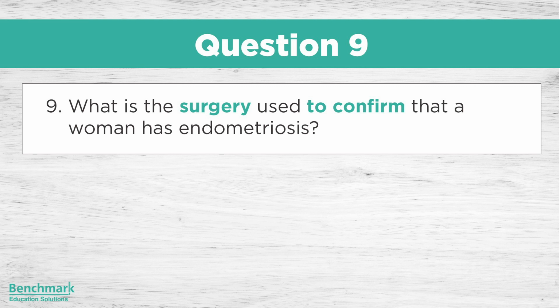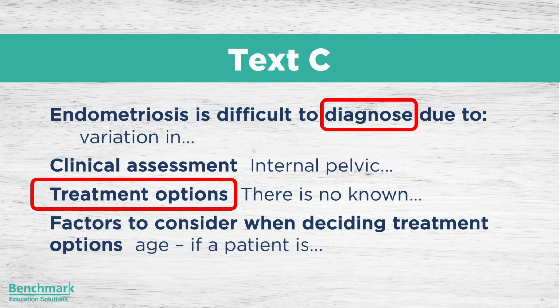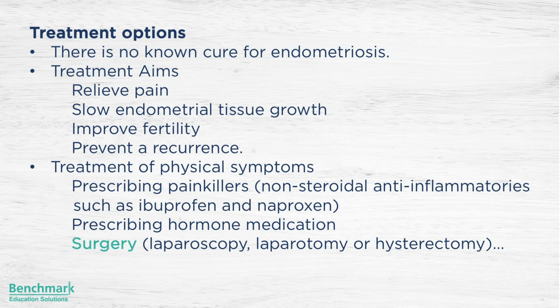Let's scan the texts. Diagnosis and treatment are both in text C. The word surgery appears in text C, but look, it comes under the subheading treatment of physical symptoms. The question is not asking about treatment, but about a diagnosis to confirm the illness.